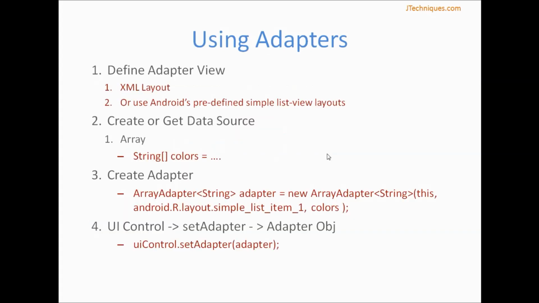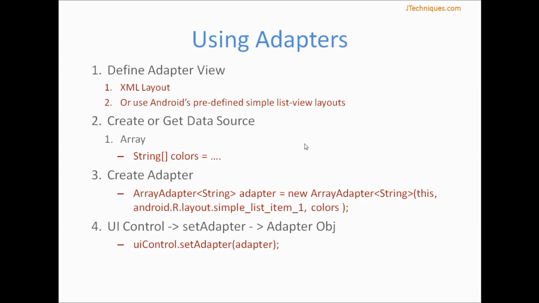To use adapters, the first thing we need to do is define a view for our adapter. Just like our layout, we can define another layout to specify how each entry in our list of data should be displayed. We can either create our own layout, or we can use Android's predefined layouts which are available to display this kind of list views.